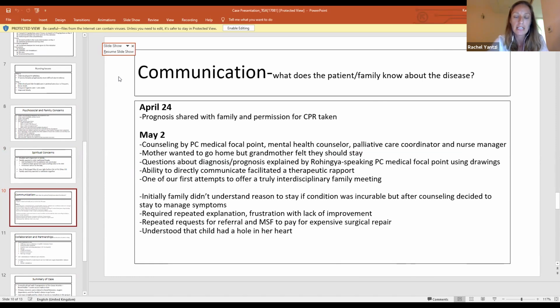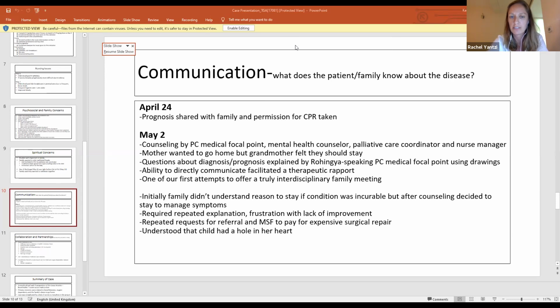On May 2nd, we had a formal family meeting with the palliative care medical focal point, myself, the mental health counselor, and the palliative care coordinator. We sat down with the mother and the grandparents. The mother was very much wanting to go home, but the grandmother wanted to stay because she was concerned about the baby's symptoms.